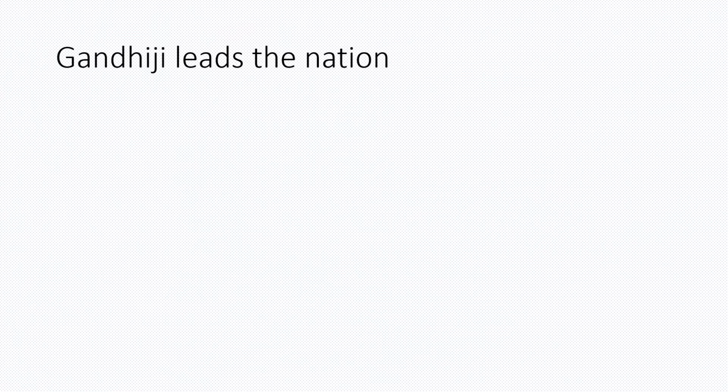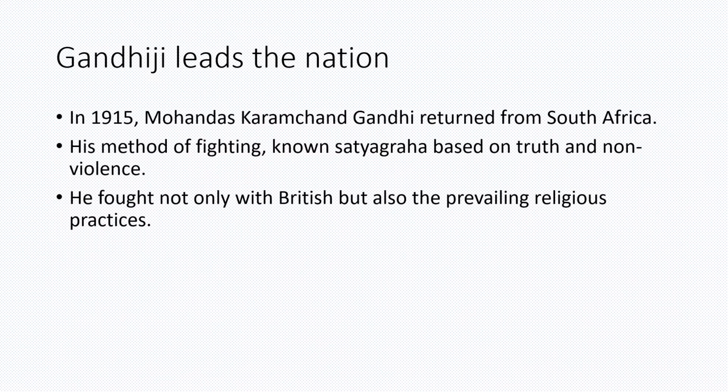Gandhiji leads the nation. In 1915, Mohandas Karamchand Gandhi, which was his full name, returned from South Africa, where he had fought against the racist policies of white rulers. We know the incident at that train station, where Gandhiji was driven out of the train because of his skin color. That policy was known as racist policy.